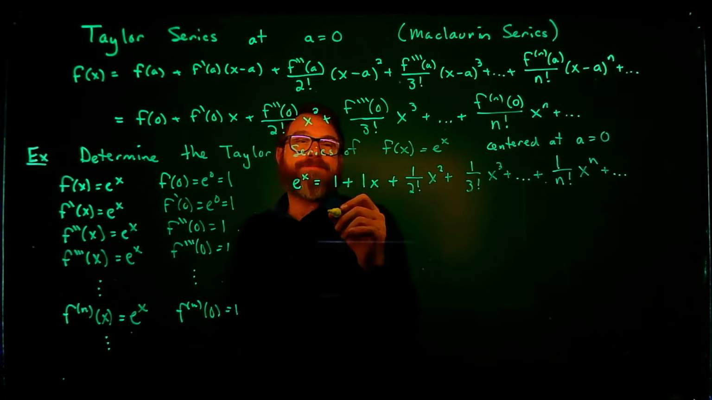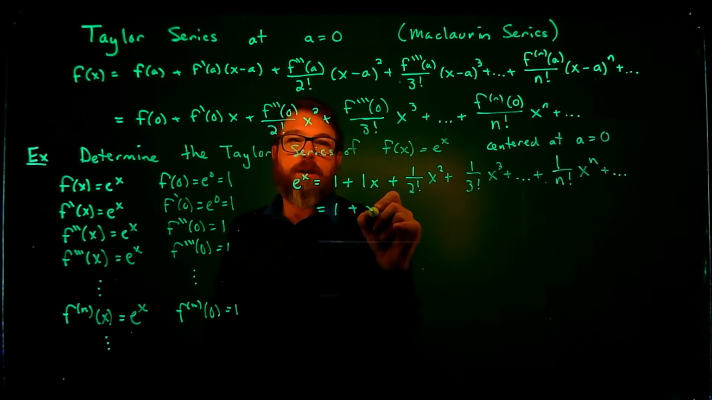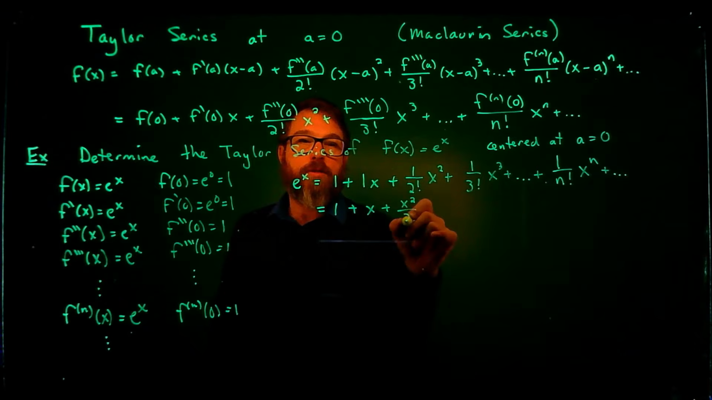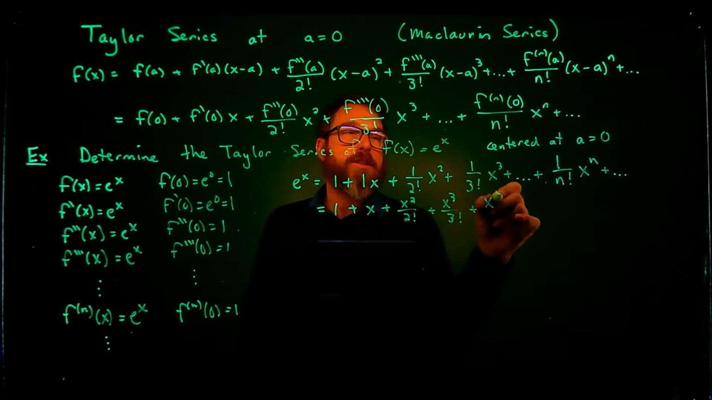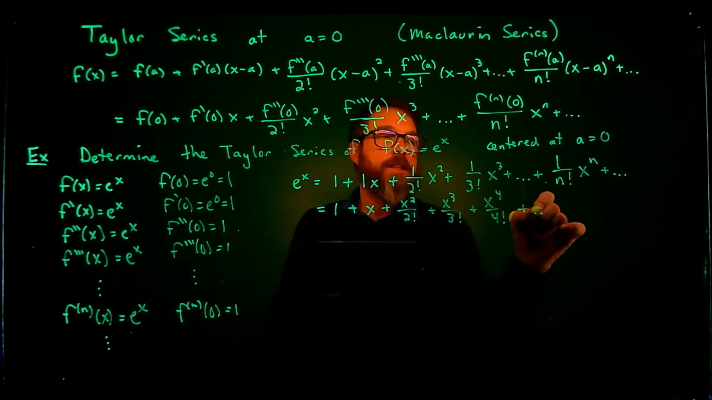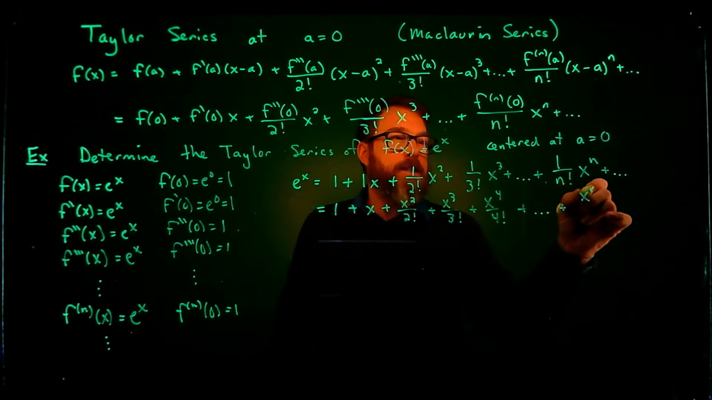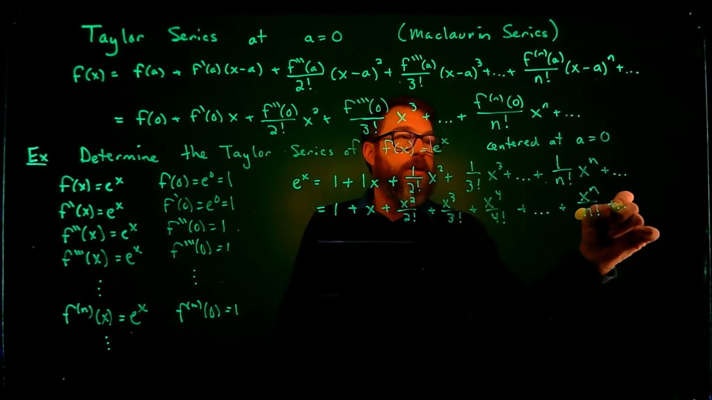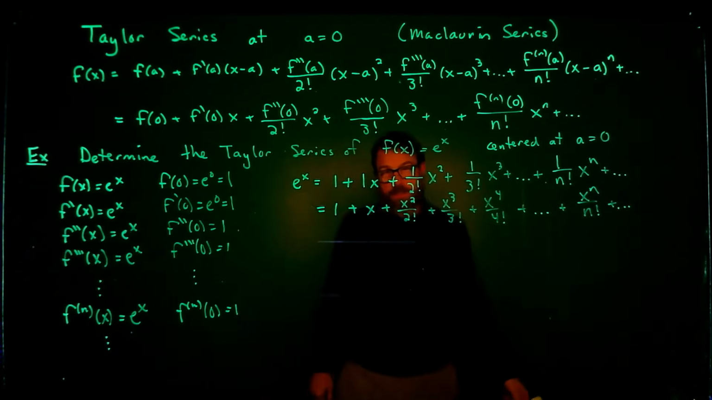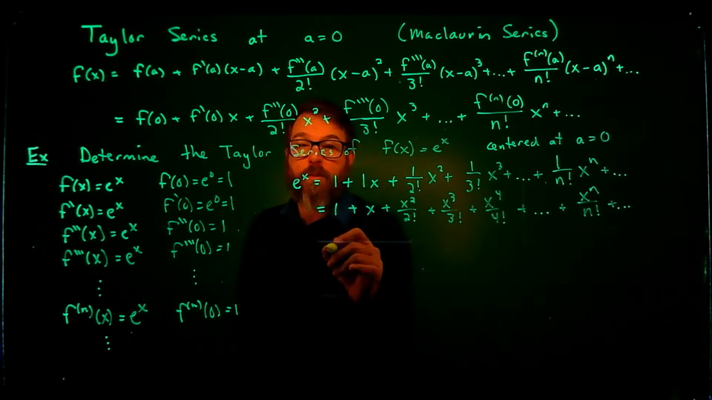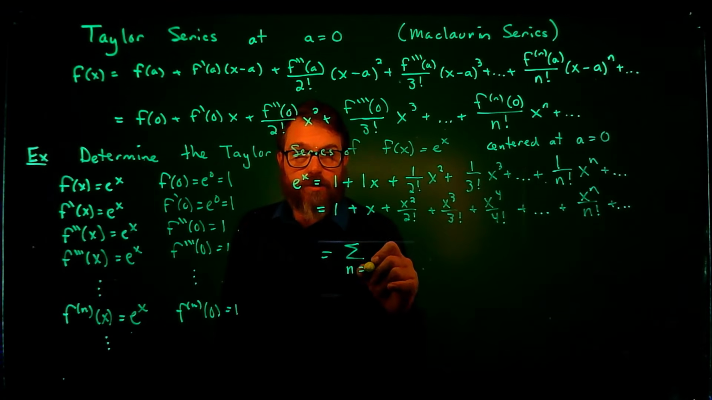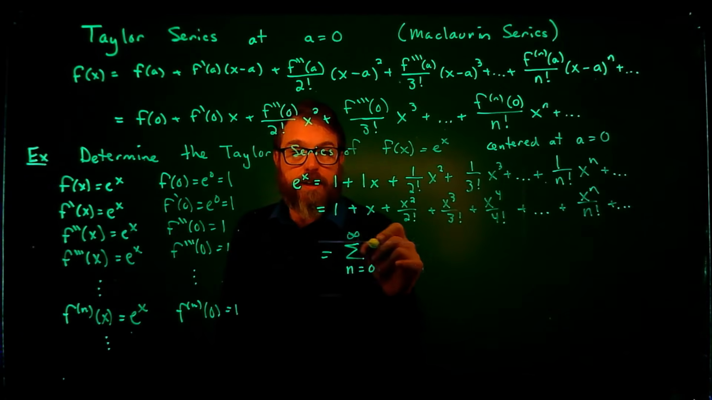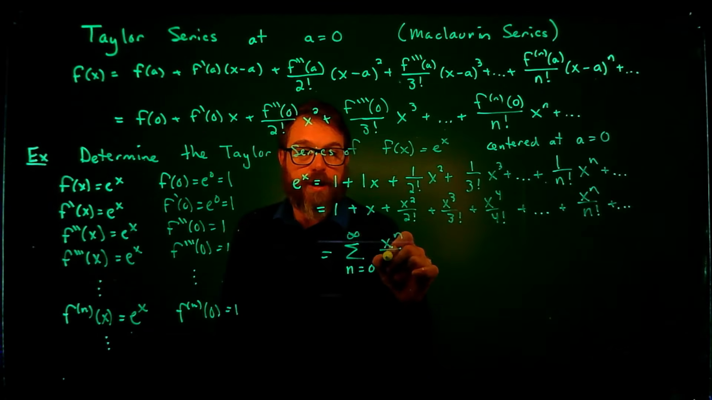We don't have to simplify it much, but this is 1 plus x plus x squared over 2 factorial, plus x cubed over 3 factorial, plus x to the fourth over 4 factorial, if we just consider the pattern, all the way up to x to the n over n factorial, plus, and so on. So what this means is I can write this as a summation. Another way to write this is the summation from n equals 0 to infinity of x to the n over n factorial.